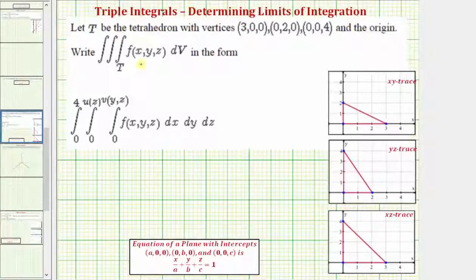We're asked to write the triple integral in this form here, where notice how the order of integration is first with respect to x, then with respect to y, then with respect to z.